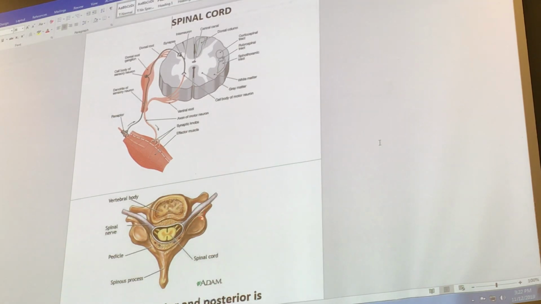But this is the spinal nerve with two-way traffic. So I always refer to the spinal nerve as being like the Long Island Expressway. You've got two-way traffic, east and west. At any rate, that's basically the way it's laid out.